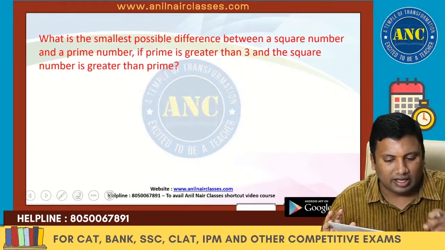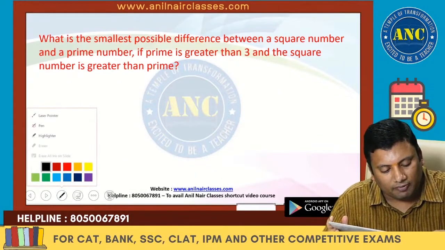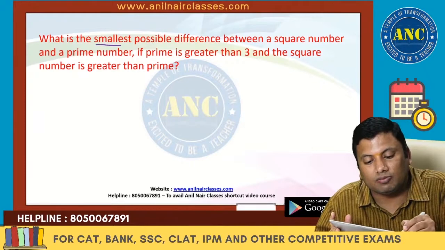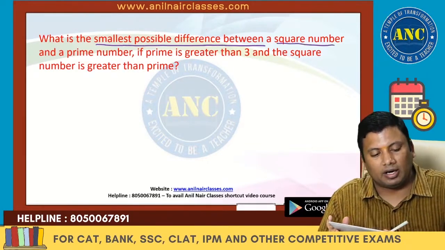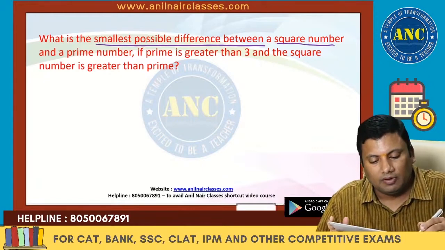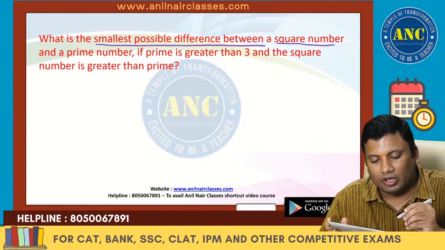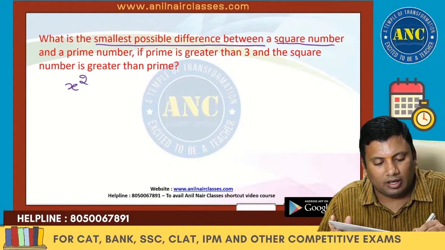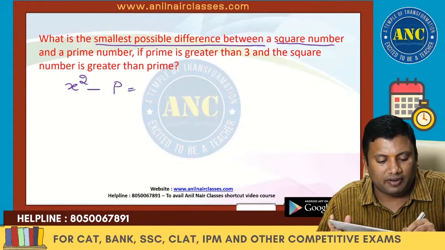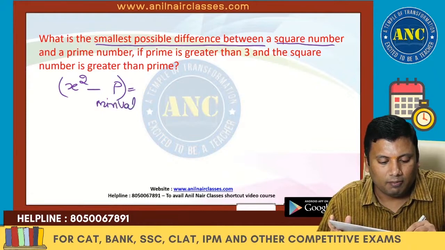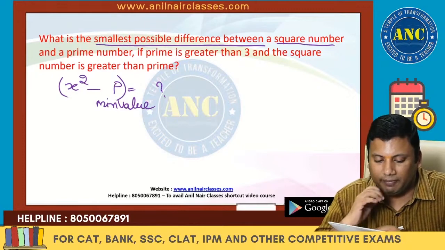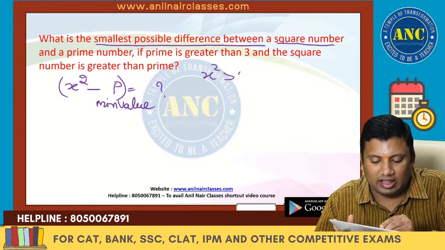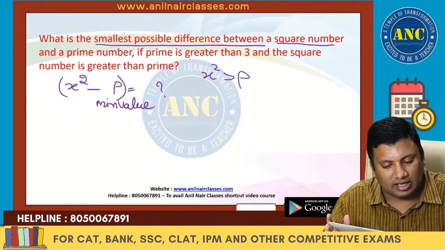I hope the idea is clear. Next question. We will read the question. What is the smallest possible difference between a square number and a prime number? There is a square number and a prime number, and he is asking for the minimum value of the difference. Square number is greater than prime, so x square is greater than p.